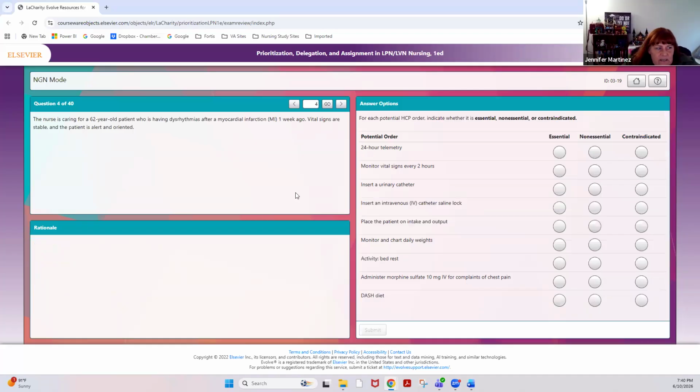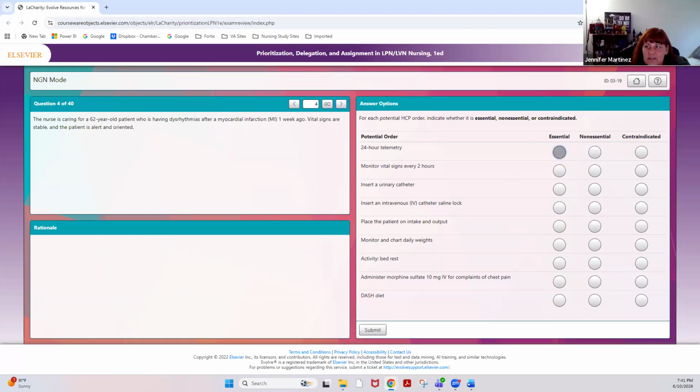All right. We have a 62-year-old patient who's having dysrhythmias after a myocardial infarction 1 week ago. Vital signs are stable, and the patient is alert and oriented. For each potential healthcare provider order, indicate whether it is essential, non-essential, or contraindicated. So, would 24-hour telemetry be essential, non-essential, or contraindicated? Essential. Okay.